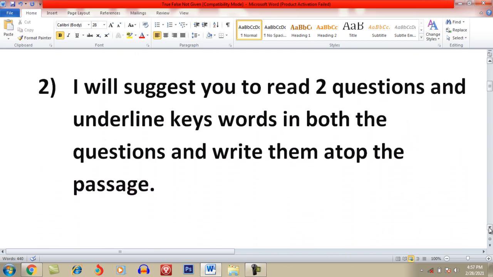I'll suggest you read two questions, underline keywords in both questions and write them atop the passage. Whenever you read two questions and write the keywords you have pointed out in the given questions atop the passage, it will help you find the answers in a short span of time, and it will save your time.